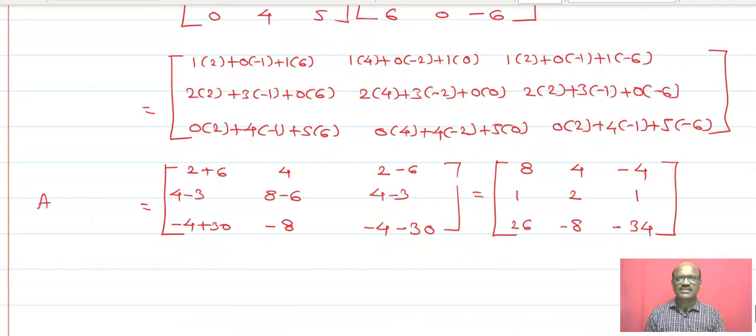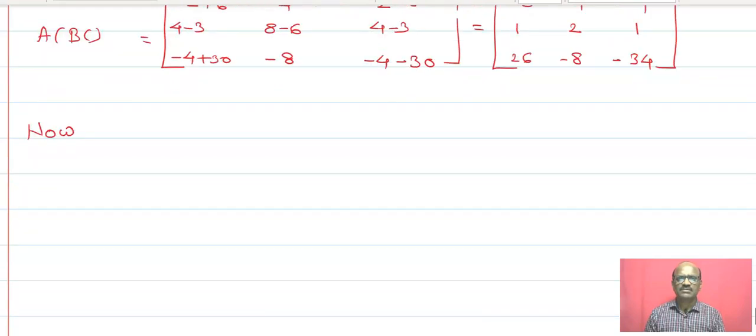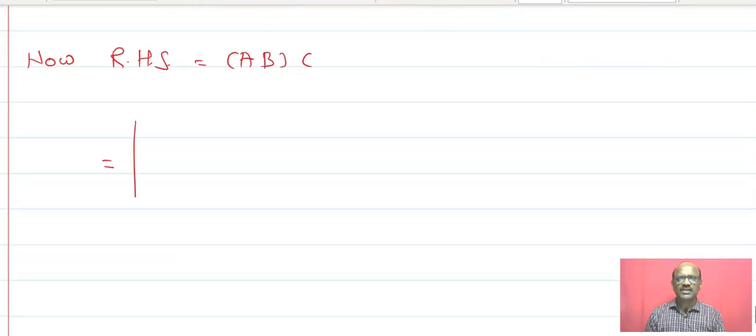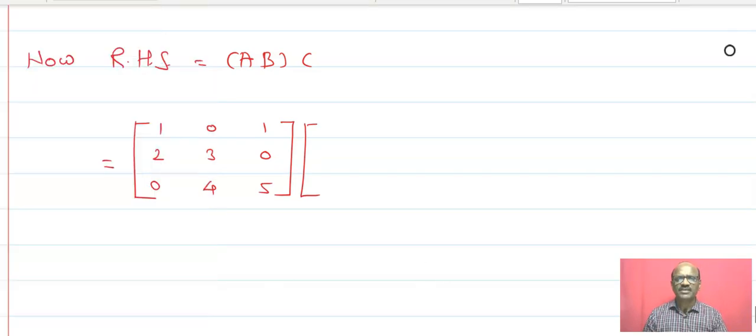Now the next is A(BC). Now RHS is equal to (AB) into C. First the multiplication will take place, that is AB, that is A into B, and we will perform the multiplication of AB. The order of A is 3 by 3, B is also 3 by 3, no problem. We can perform their multiplication.